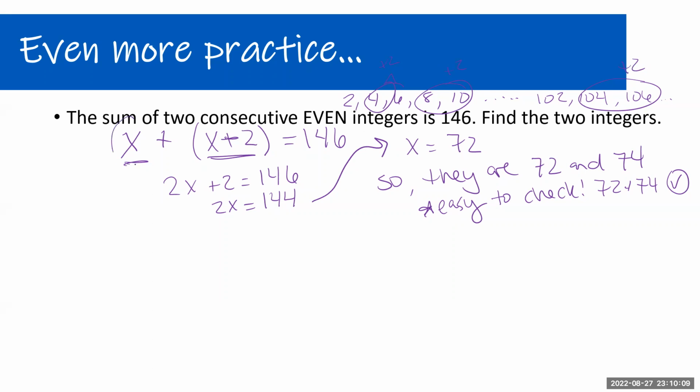So for any even number x, to get to the next consecutive even number, all I do is add 2 to that number. I take the original number and I add 2. That's why we have x and x plus 2. The same exact thing, by the way, is true if I had asked you about consecutive odd numbers. The only thing is it wouldn't be able to equal 146. So different numbers, that's why this one's even.